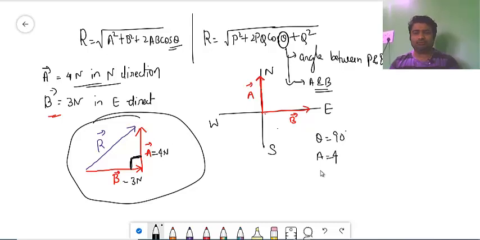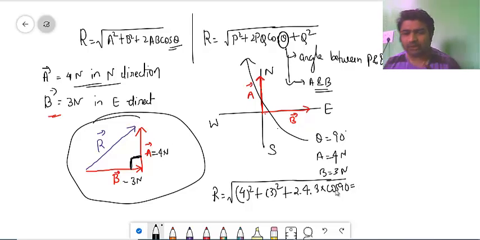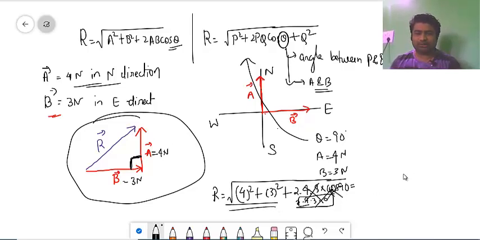A is 4, B is 3. I am not writing the units or direction. Just put this data in the equation. What will you get? R equals root over A square, meaning 4 square, plus B square, meaning 3 square, plus 2AB, meaning 2 multiplied by 4 multiplied by 3, into cos 90. From our class 10th knowledge, we know that cos 90 is 0. Anything multiplied by 0 becomes 0. So 2 into 4 into 3 into 0 becomes 0, and there is no need to write this again and again. The answer will come out from here only.